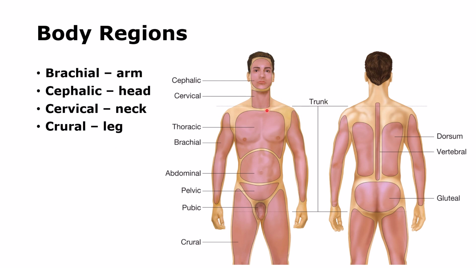The chest, abdomen, and pelvic area together are called the trunk or torso. The back is called dorsum. This is the vertebral column, and this is the buttock area. This is called gluteal.